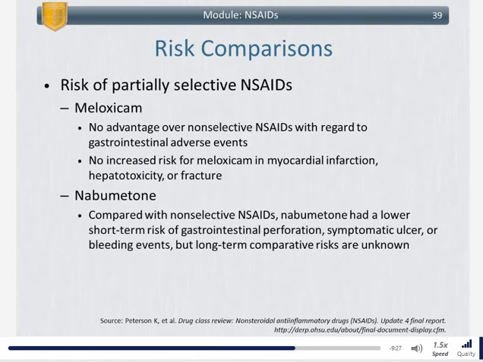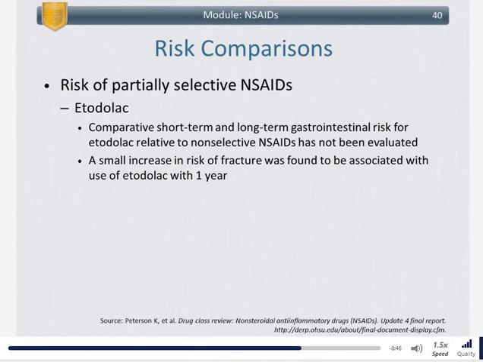If you look at meloxicam, again, a partial COX-2 selective, no advantage over the non-selectives. Okay, so it's not a reason to give it because you're going to save GI problems, but also no increased risk. Nabumetone, which is Relafen, compared to non-selectives, had a lower short-term GI risk, so that's actually an advantage. Again, short-term, we don't know long-term. And etodolac, another partial, may have benefits, but we really don't know. It hasn't been studied. There does seem to be a slight increase of fracture risk with long-term use of etodolac.